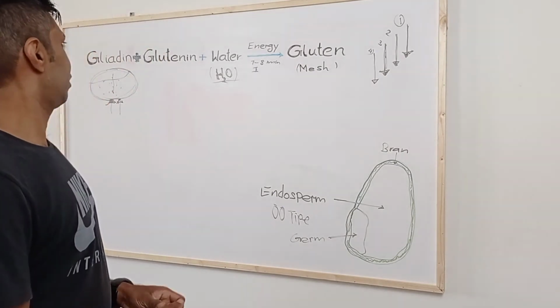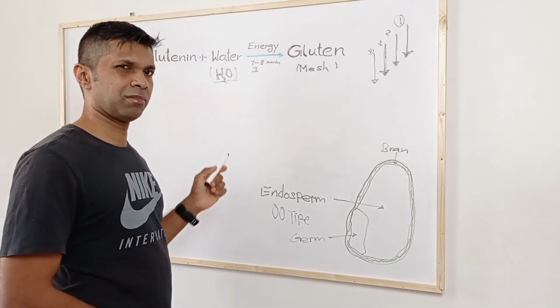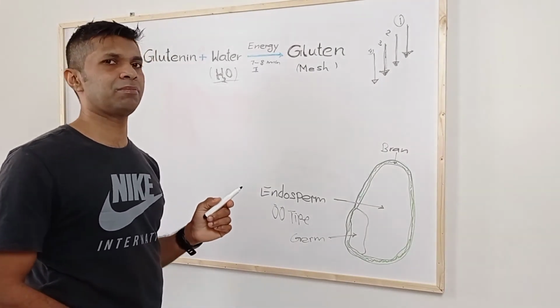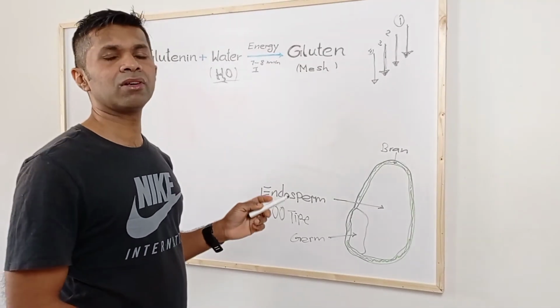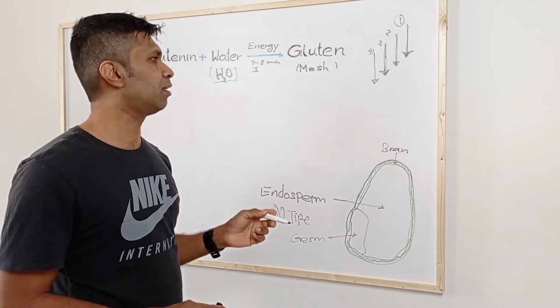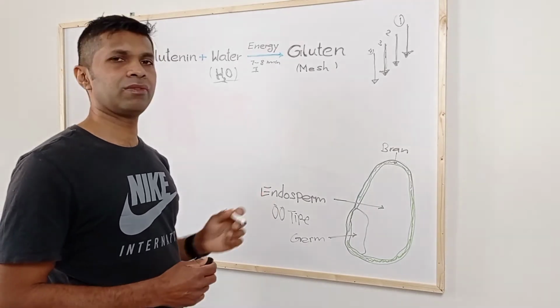Okay, we can also control gluten mash by changing the pH level of the pizza dough, but at this moment I will not explain that. Maybe in a future video I will explain.